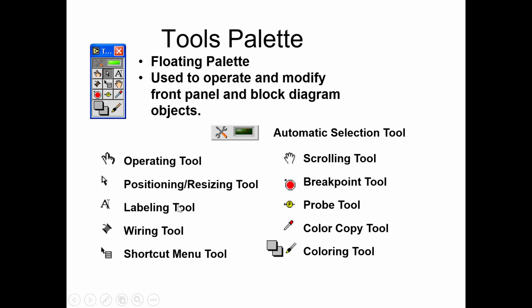There are certain tools available on the tools palette. One is the operating tool to run the VI. This is the positioning or resizing tool, used to select and position any particular component. Then the labeling tool, then the wiring tool, which is used to wire two different components. We have a scrolling tool. If we want to put up breakpoints, then the breakpoint tool is there. If you want to have the data at any particular point, then we have a probing tool. We have the color copy tool. If you want to change the color, these two tools can be used.